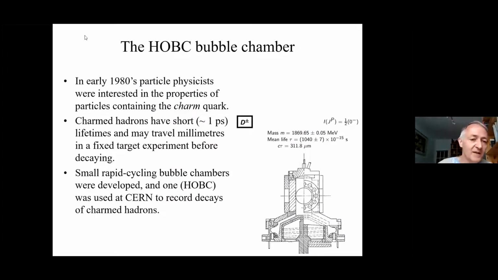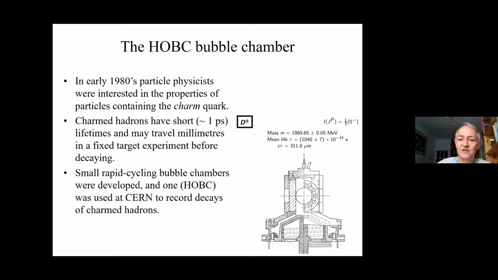Okay, stepping way back in time to when I was a young, recently graduated student, particle physicists were interested in particles containing a charm quark, which was an exciting new particle back in 1980. Now these hadrons with charm quarks in, they could be mesons or baryons, and they've got short lifetimes, about a picosecond. Now that's quite long. If you think of the particles we're interested in at the Large Hadron Collider, like the Z0, W, the Higgs, they've got lifetimes which are smaller by a factor of a million, and therefore essentially infinitely short.